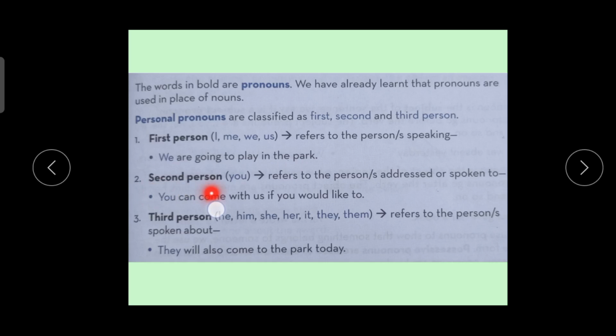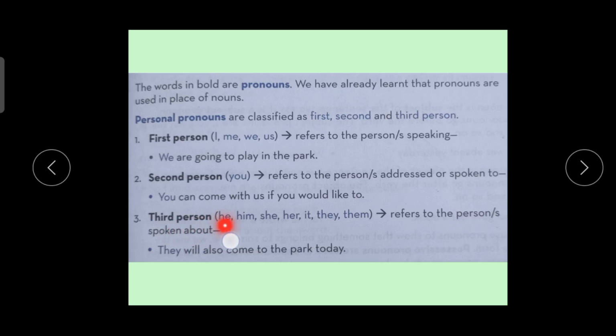Second person pronoun consists of you. It refers to the persons addressed or spoken to. You is used to speak to a person. For example, you can come with us if you would like to. Here the speaker is talking to another person and is referring to him as you.